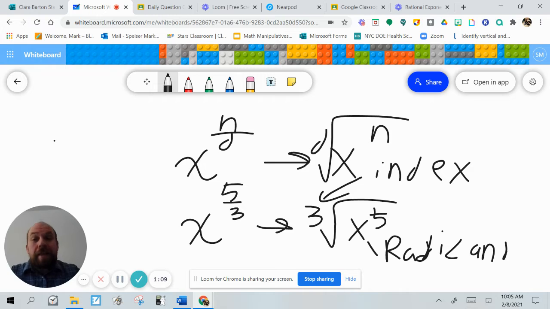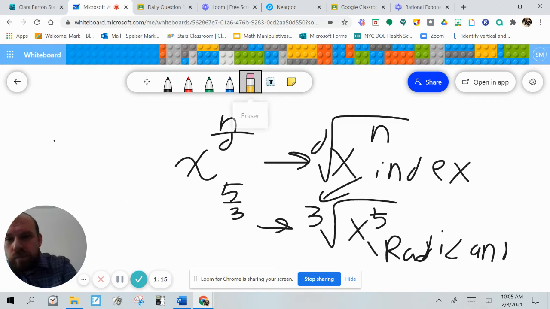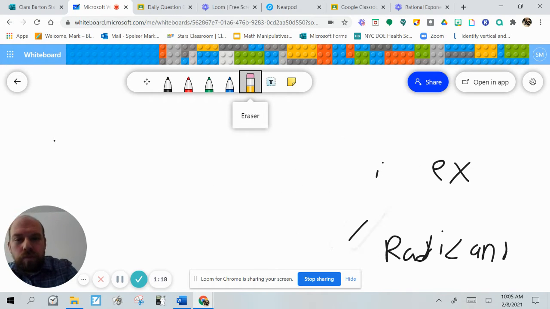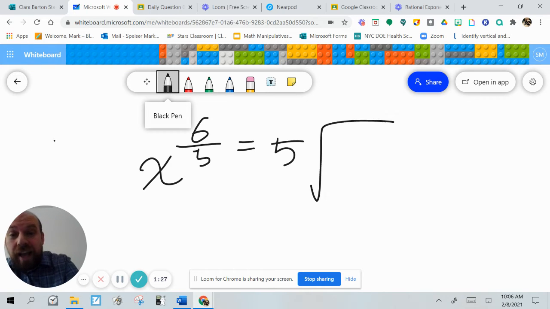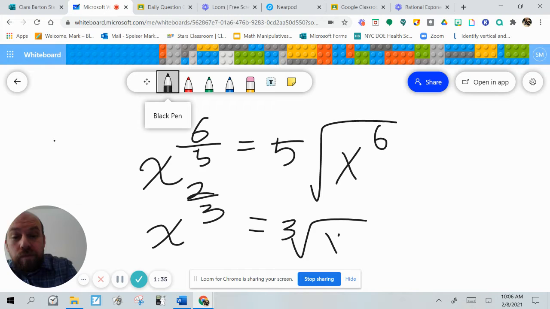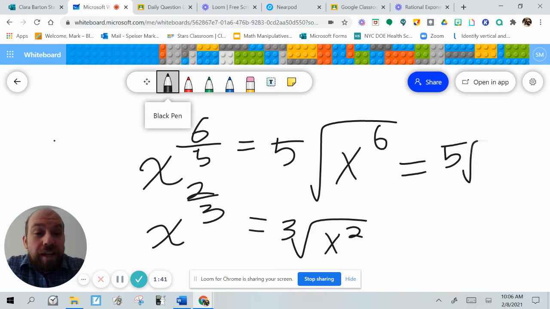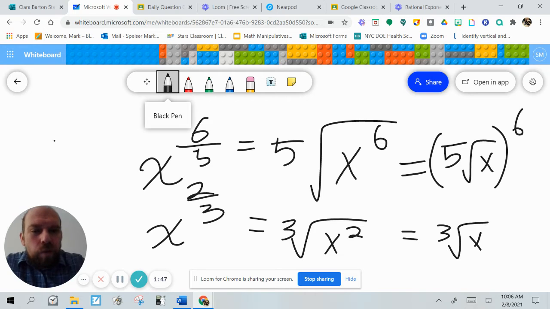Let's do a few more examples, and then let's throw some numbers in front. Okay, so we have x to the 6/5 power. That's the 5th root of x to the 6th. Or if you have x to the 2/3 power, that's the 3rd root of x squared. You also could write it as the 5th root of x all raised to the 6th power, or the 3rd root of x all raised to the 2nd power. It's your choice.